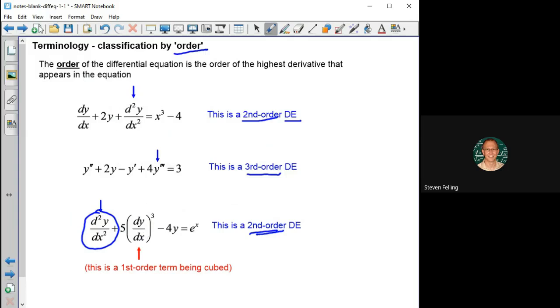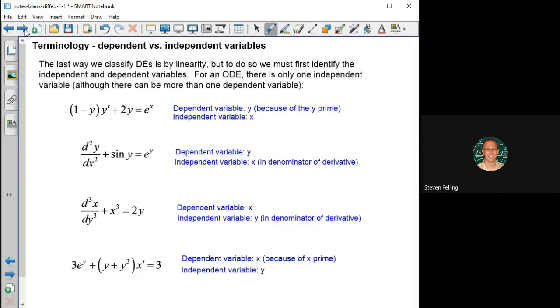Okay, so we might need to classify by order. And then the next part we're going to talk about is classifying by linearity, but that depends on what the dependent and independent variables are. It will not be true throughout the course that y will always be a function of x. It can be any mix of different letters. So you have to carefully consider, what is dependent upon what?